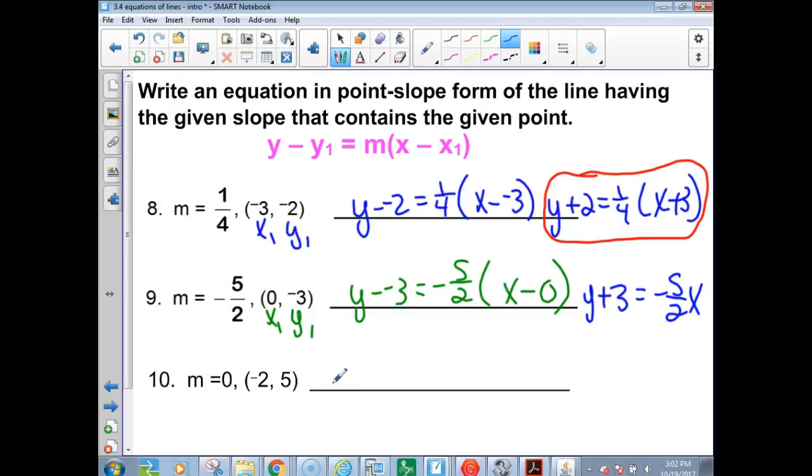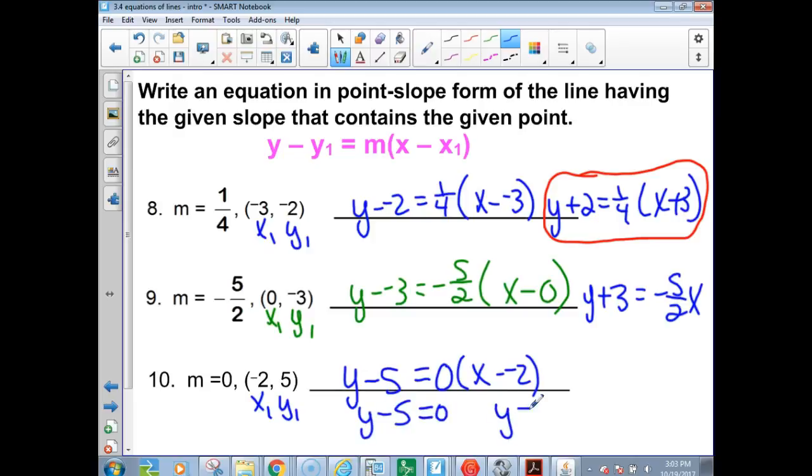Did anybody already try 10? Yeah. What happened? What happens to that right side? Well, that 0 is going to wipe that whole right side out, isn't it? So we're going to have y minus 5 equals 0, and then you really should finish it off by add 5 and say y equals 5. And that's going to be, again, a horizontal line. Oops. I don't know why it came out weird at the end there.